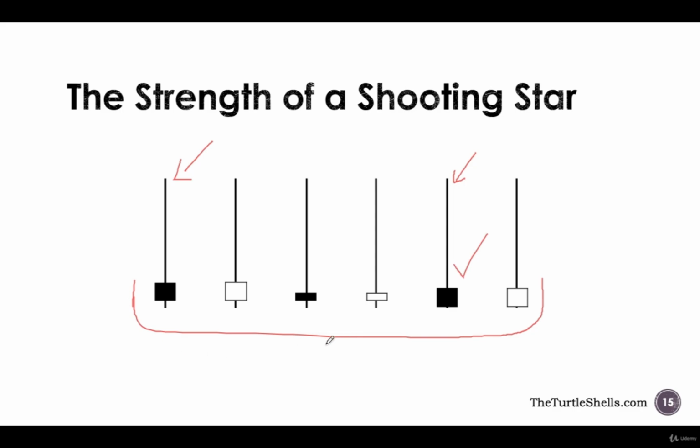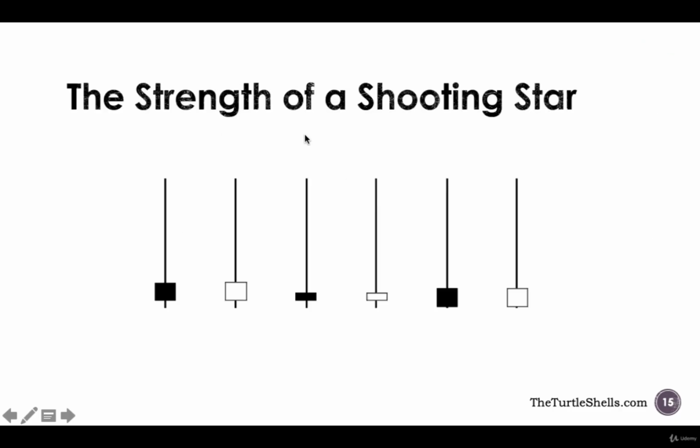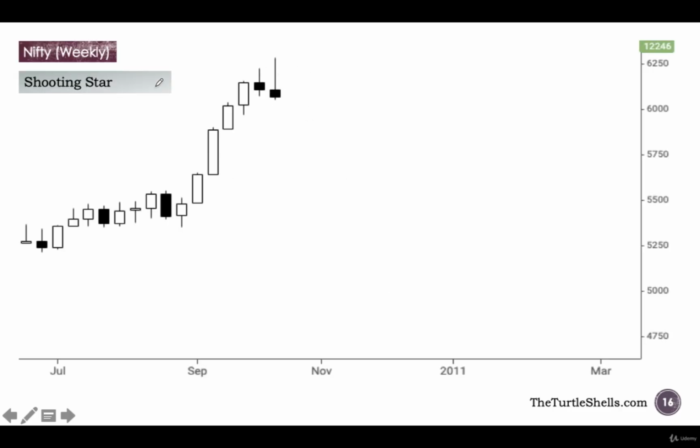For example, if you have this shooting star confirming prior resistance, but this shooting star not confirming prior resistance, then in that case, this one is more powerful. Okay? Let's quickly have a look at an example.